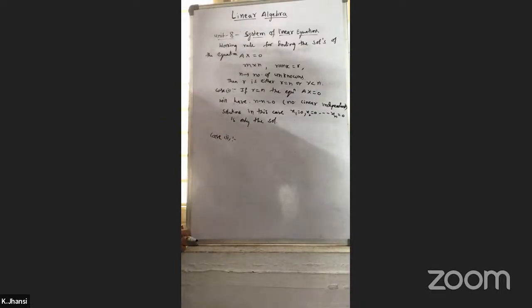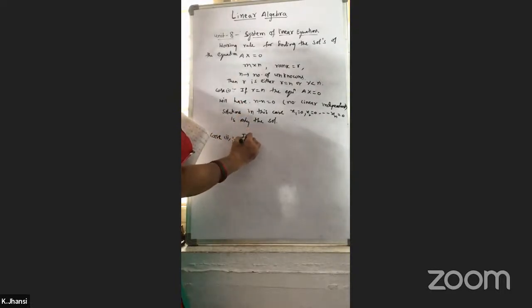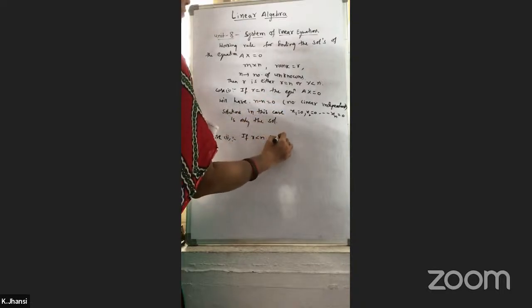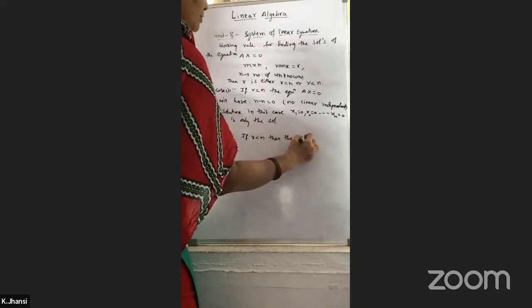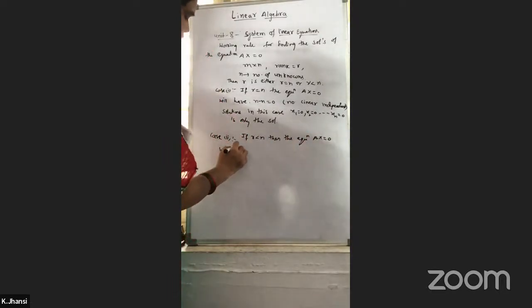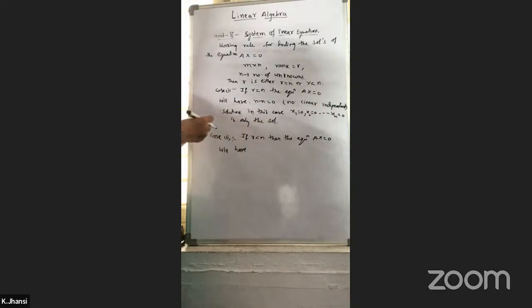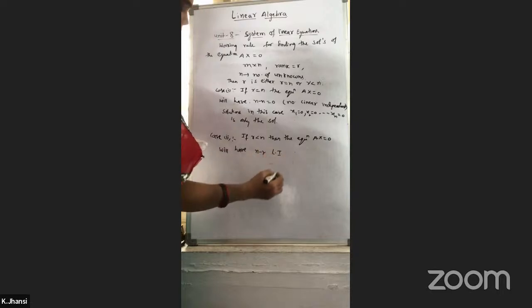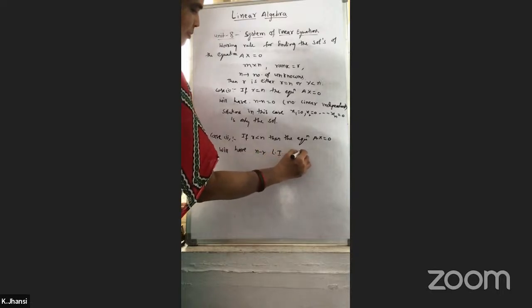Next, case 2: r is less than n. If r is less than n, then the equation Ax equals 0 will have n minus r linearly independent solutions.